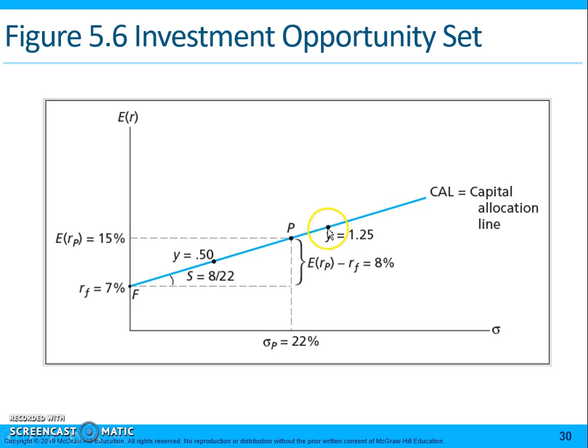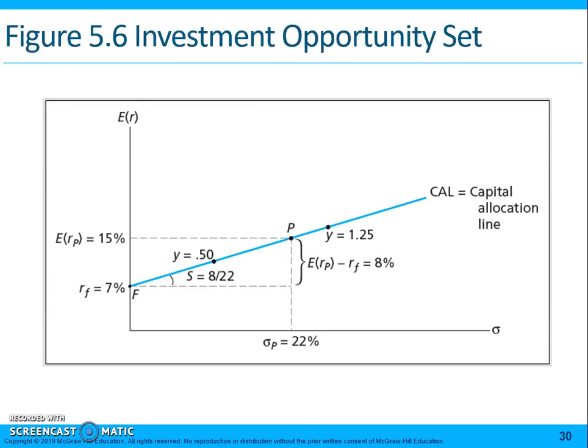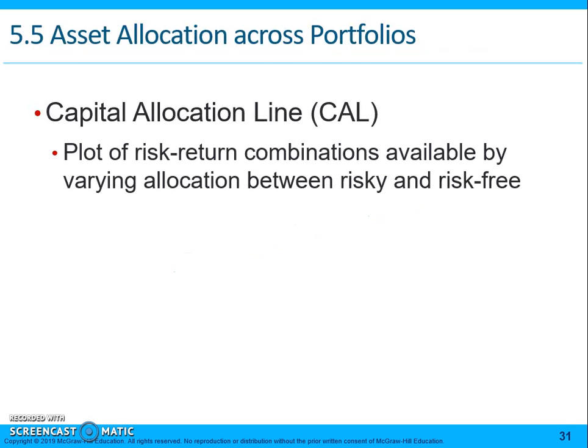So out here, Y equals 1.25. What this represents is borrowing money to invest, investing on margin. Think of it that way. The excess return here is 8%. Now, the capital allocation line, we saw that on the previous graph. The capital allocation line plot is the plot of all risk-return combinations available by varying the allocation between the risky and risk-free asset.